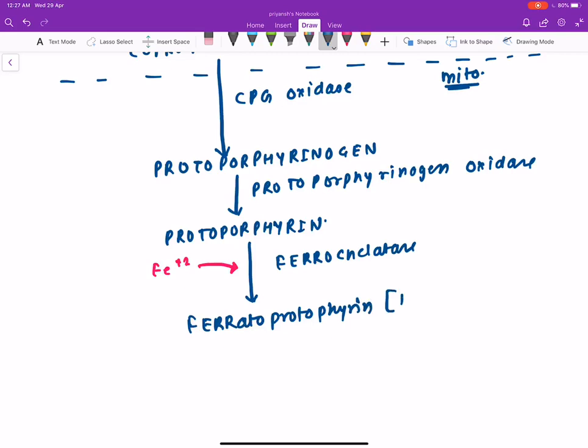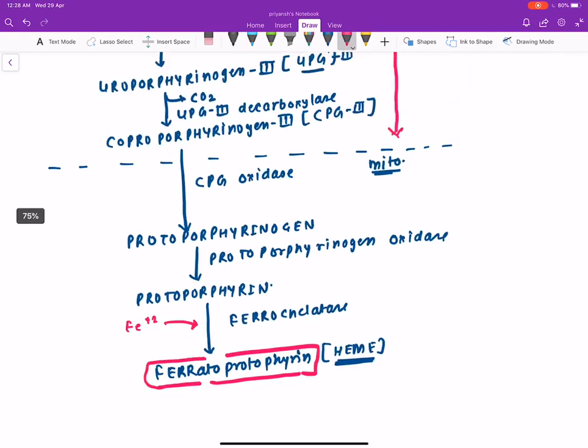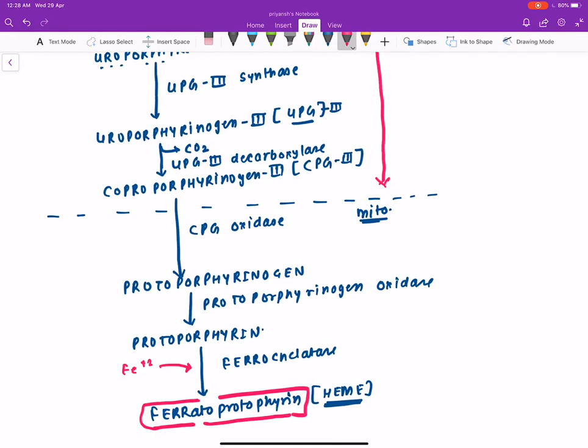Ferroprotoporphyrin, which is also called heme. In the beginning I told you heme is a metalloporphyrin. Which metalloporphyrin? It is a ferroprotoporphyrin. So this is what we wanted to synthesize. I know there are many tongue-twisting names in this pathway.